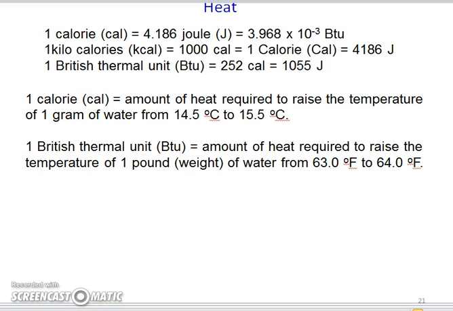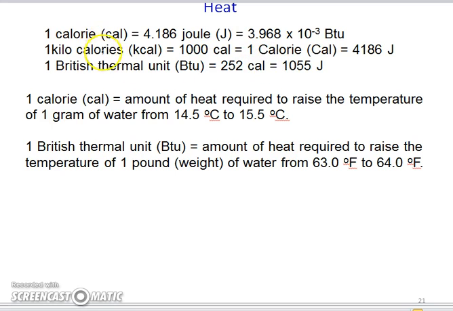In this lecture, we'll talk about heat. In our first lecture of this chapter, we saw what heat is. Energy that is transferred due to temperature difference is heat. And heat has various units. Some of the units are calorie, joule, British thermal unit, kilocalories, or calorie with capital C.